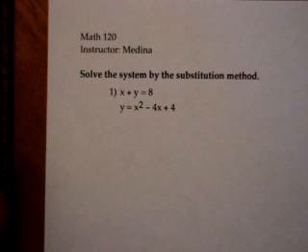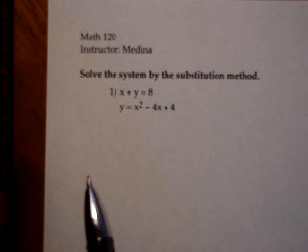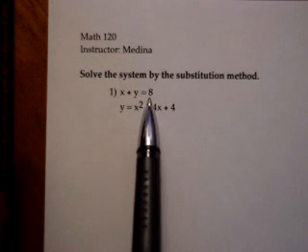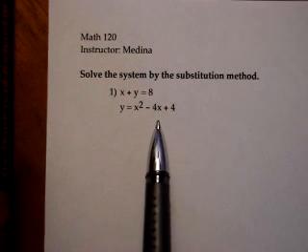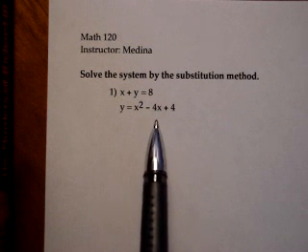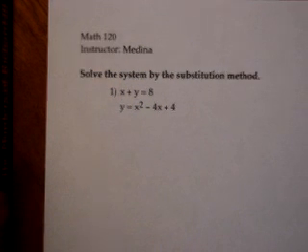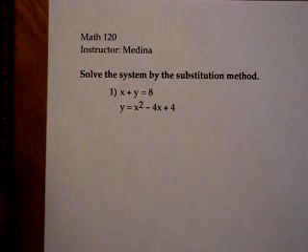Before I start solving, I like to think about what the graphs of these look like. The first equation would be a line, and the second equation would be a parabola that opens upward. So I know that I could have up to 2 points of intersection or 2 solutions. Okay? So let's substitute. It's all set up.